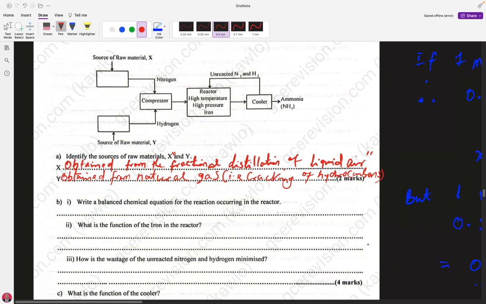It will separate nitrogen, which is about 78%. It will separate oxygen, which has about 21%. It will separate carbon dioxide, which has about 0.03%, and noble gases like argon at about 1%. Let's move on.